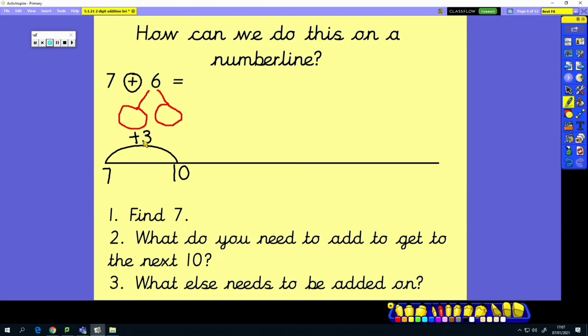So one part that we have used of our 6 is 3. You should know as part of your number facts, or also your doubles, that 3 and 3 equals 6. So we've added one lot of 3. For the other part of 6, we need to jump another 3. Now the calculation you're going to work out is much easier because it's just 10 add 3, which is 13. So you've used your make 10 strategy with single digit numbers to get to the answer.